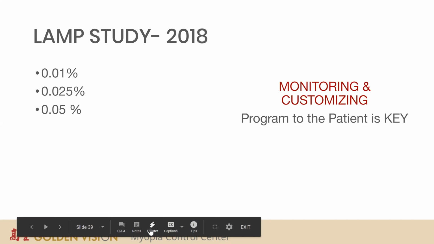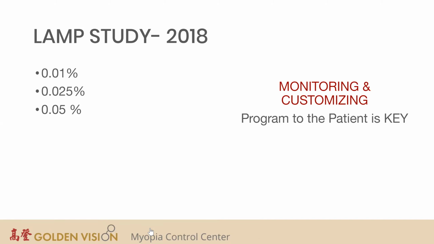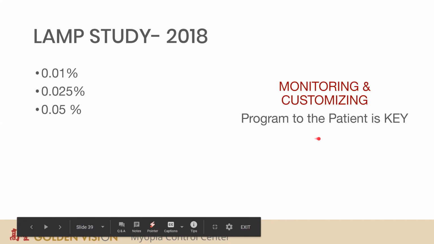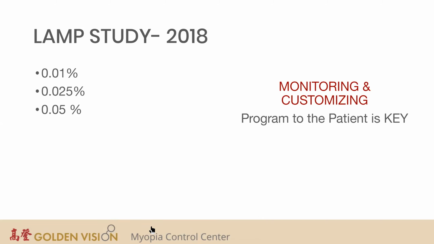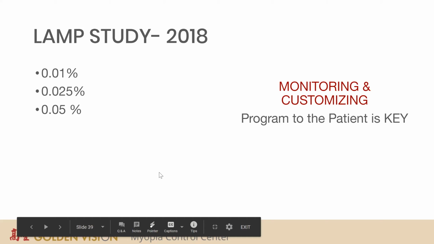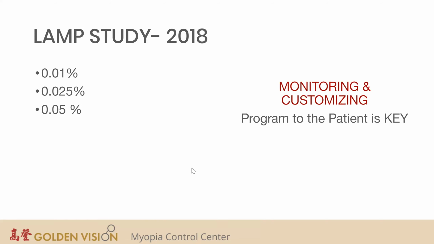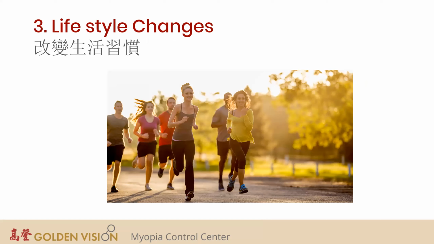Since that study, I've started using a customized program. Instead of using 0.01% on all the children, I will increase to a higher concentration without any side effects. Sometimes we change the concentration during the growth years, and we look at the individual need: what is their risk factor, how many parents are nearsighted, and how high the prescription is. So I can individualize a myopia treatment program with atropine drops. Generally speaking, the higher the concentration, the more effective it is.